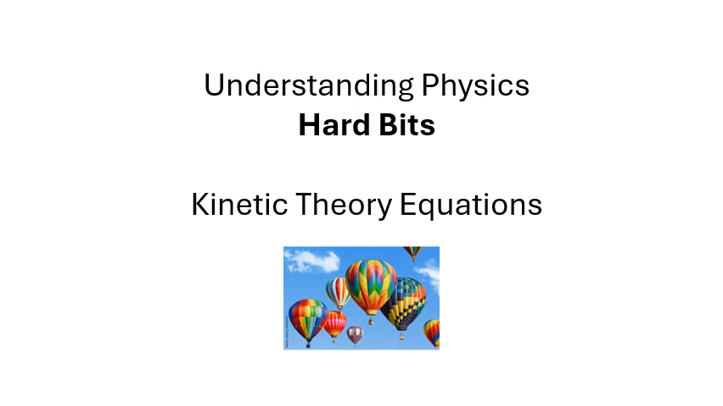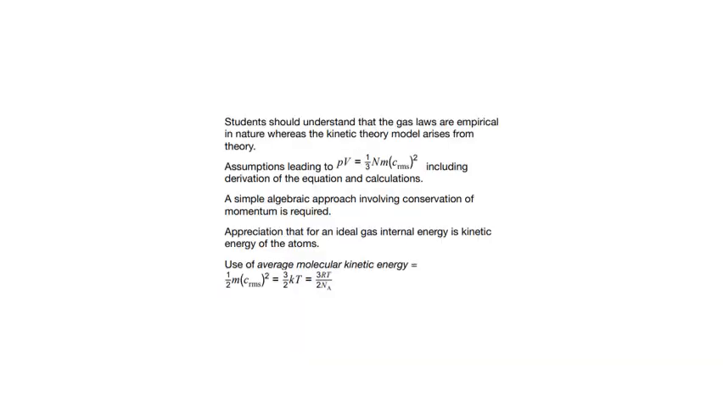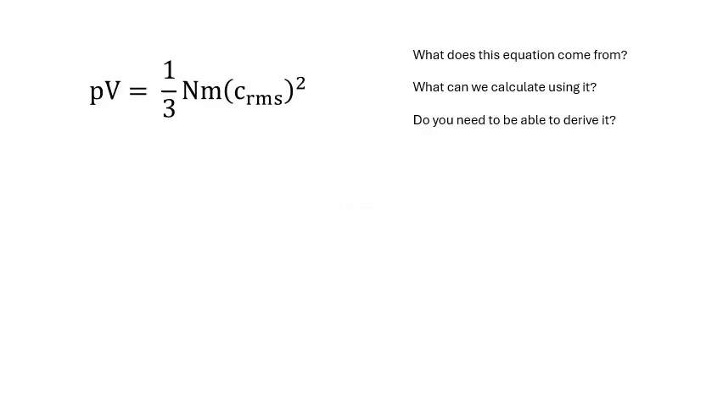Understanding physics, hard bits, kinetic theory equations. What we're going to talk about in this video is this bit of the specification here. Some pretty chewy equations, all bits and pieces all over the place. So this one in particular, PV is a third N m c_rms squared. Where does that equation come from? It doesn't come from experiments, it comes from a model, kinetic theory.